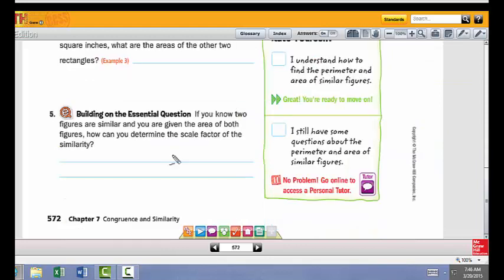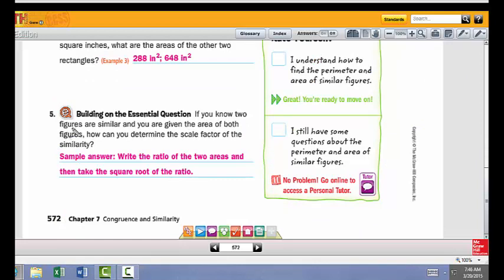And lastly, our essential question. If you know two figures are similar and you're given the area of both figures, how can you determine the scale factor of the similarity? So what they're doing in this case is they're asking you to work backwards.